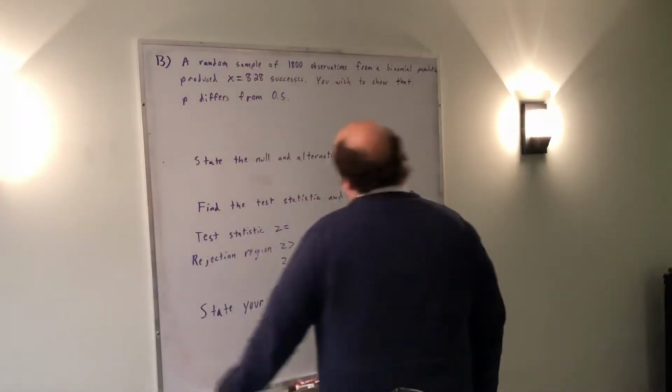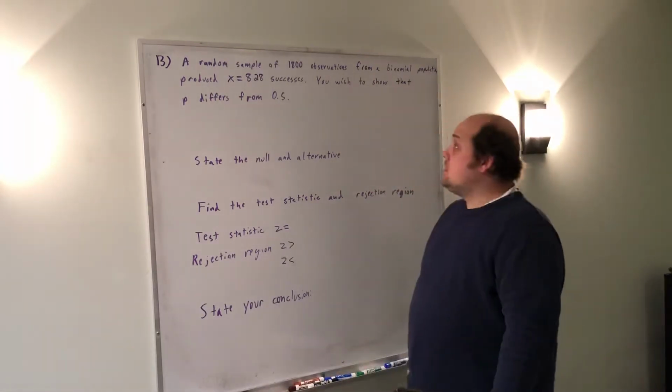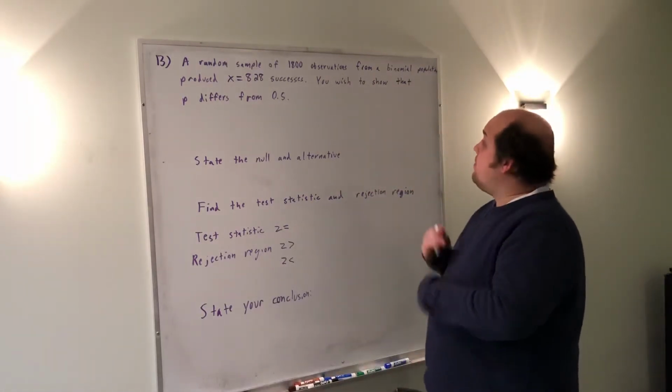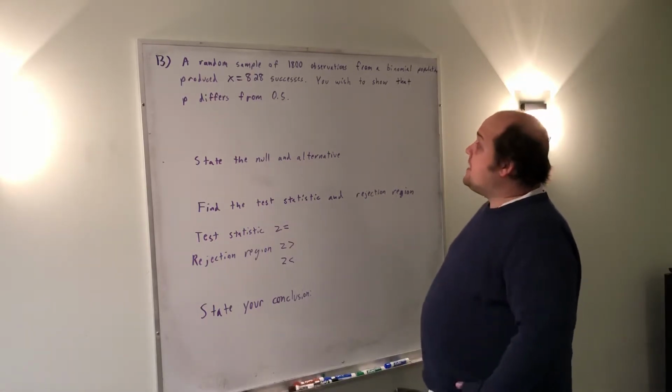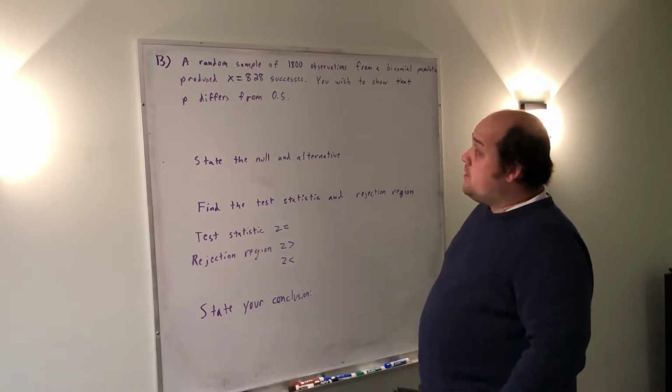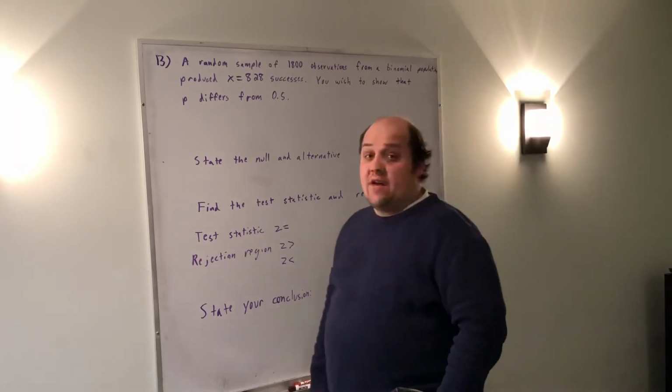Question 13 deals with the test of proportions. So they start out by telling us a random sample of 1,800 observations from a binomial population produced X equals 828 successes. You wish to show that the population P differs from 0.5.